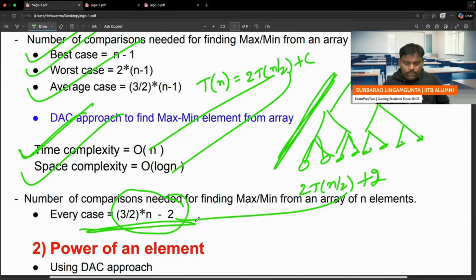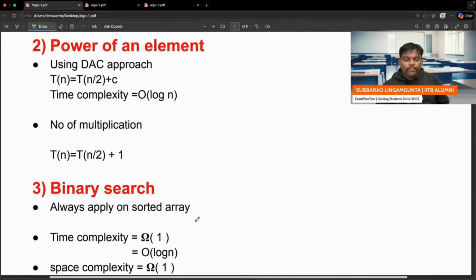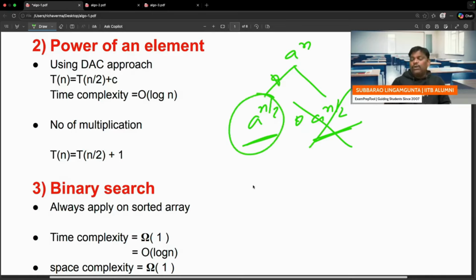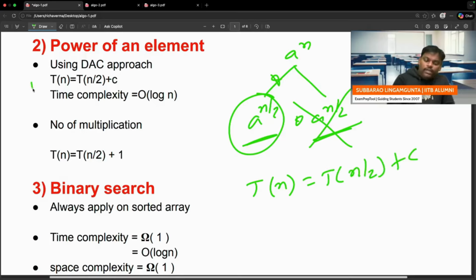Perfect. Now let's go to power of an element, using divide and conquer. If you see power of an element, a power n you want to do. So what you do is a power n by 2 into a power n by 2 using divide and conquer. But because these two are the same, you need not compute both. First get this, then do one multiplication. So you are doing only half. So T(n) = T(n/2) + one multiplication, which takes constant time. This is the recurrence relation for time complexity.